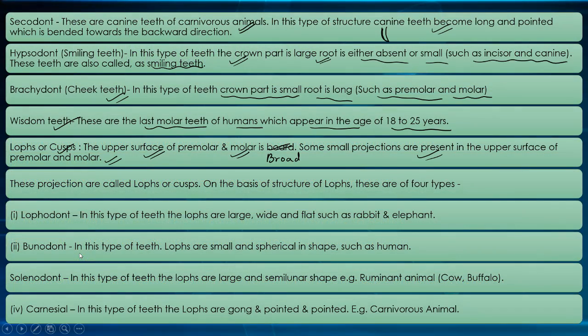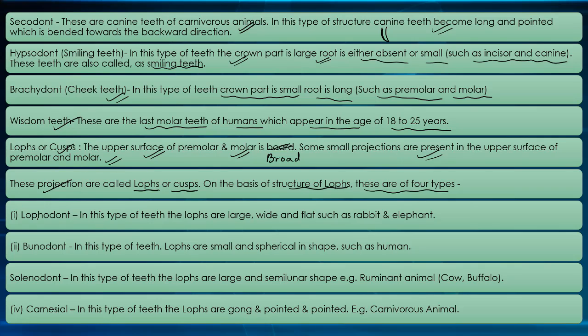So lobes or cusps: the upper surface of the premolars and molars is broad, and they have some small projections present on it. Understood? These projections are called lobes or cusps. On the basis of the structure of cusps or lobes, there are four types. These lobes basically help to divide the tooth into four parts.